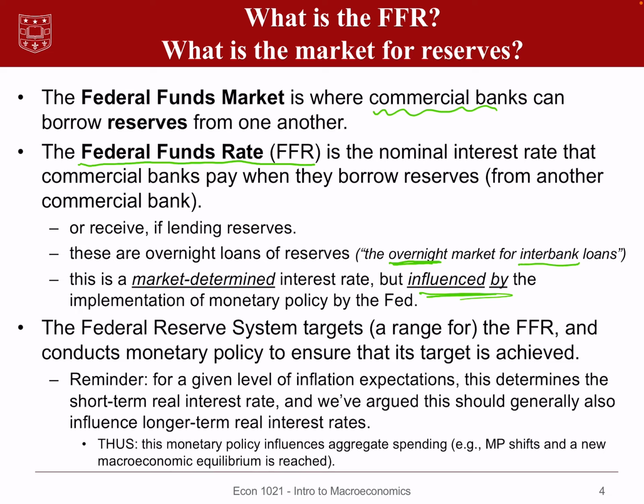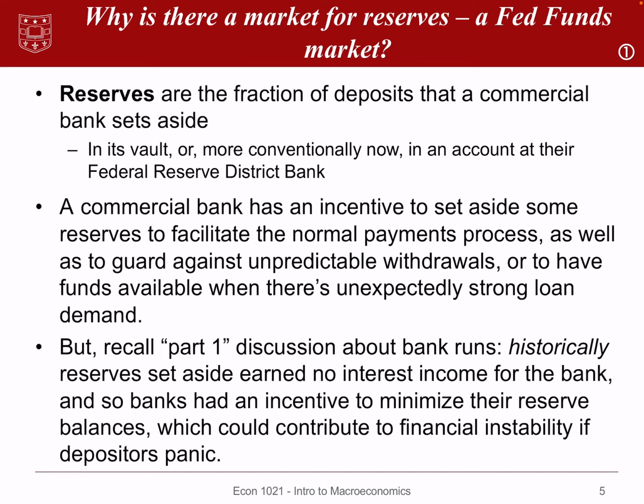So another reason why a commercial bank would want to have some reserves is to ensure that it can meet client demands. But if you recall from the last set of notes, when we were talking about bank runs, historically, so not currently, but historically, reserves that were set aside didn't earn any interest income for the bank. And so banks had an incentive to minimize their reserve balances. And so this was one of the things that contributed, of course, to financial system instability, particularly when depositors would panic about the availability of their funds, and bank runs would ensue.